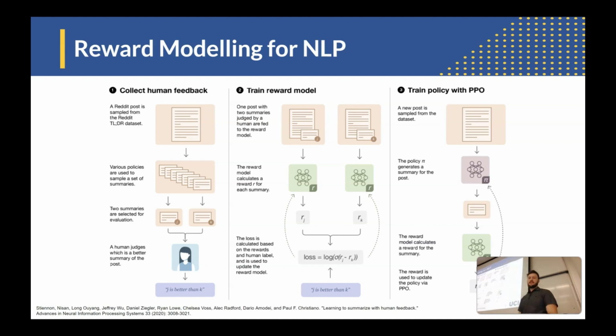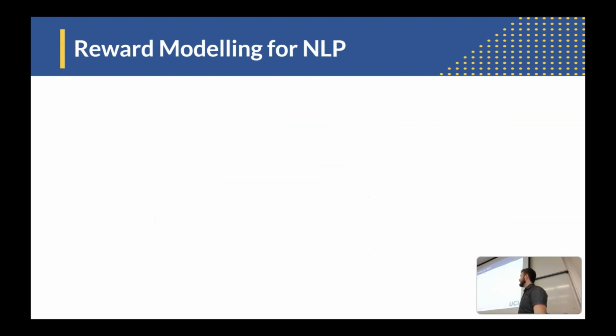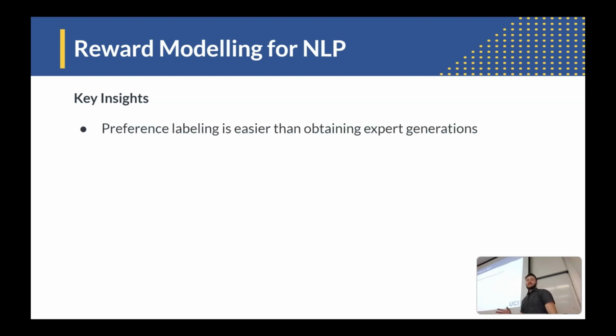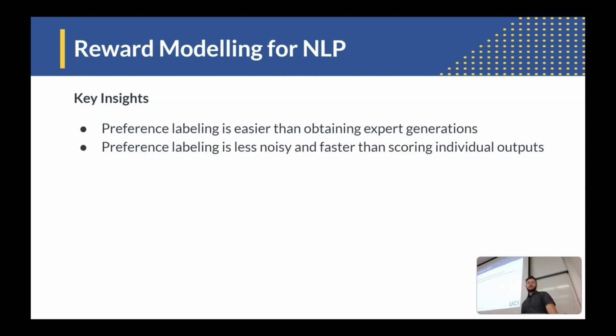Let's dive down a little bit into a few more details of how we might do this. First off, there's a couple of key insights that I already mentioned, but I'll touch on again. One is that preference labeling tends to be easier than having humans write expert output. If you gave me a piece of text and said, write an expert summary of this, that might take me a lot more time than just labeling the output. Also, like I mentioned, preference labeling is generally less noisy and a little bit faster than scoring individual outputs. So that's one of the key insights here.